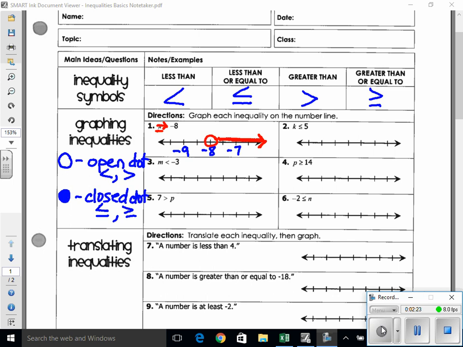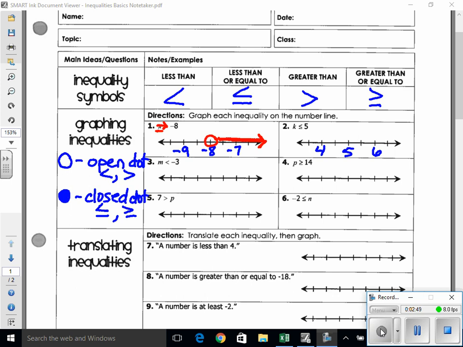All right, so if you go over to number 2, k is less than or equal to 5. When we have a less than or equal to sign, the first thing we need to do is put our numbers on the number line. We put 5 in the middle, we have a 4 on the left and a 6 on the right. Most of the time, positive numbers you don't have a problem with. Some of you don't know how to count in the negative world, so we've got to be careful there, because if you miscount on your number line, everything you graph is wrong. So watch out for that.